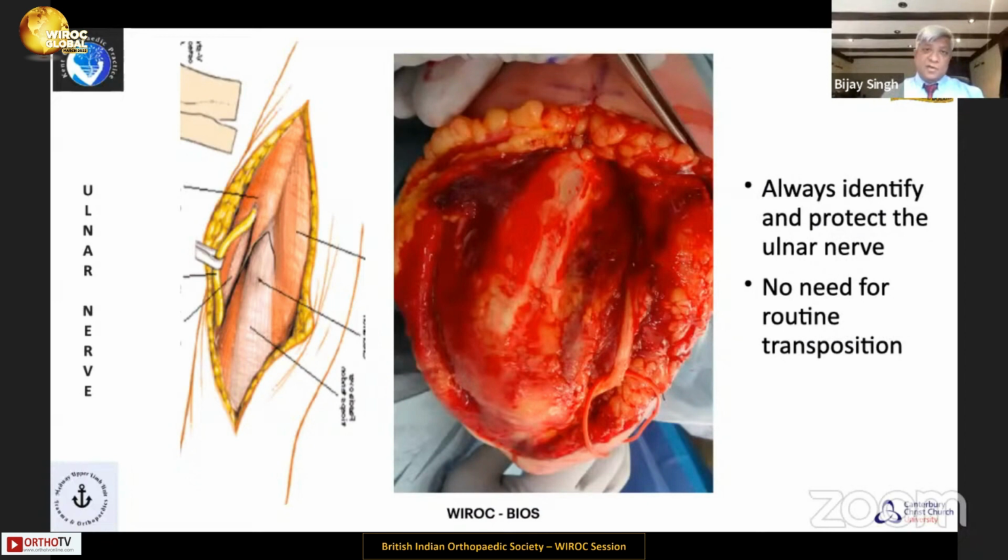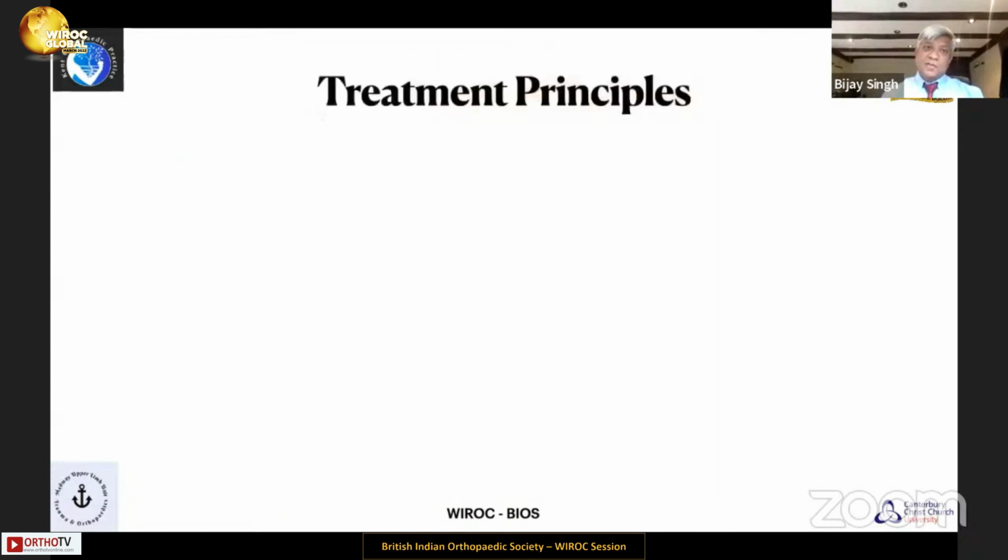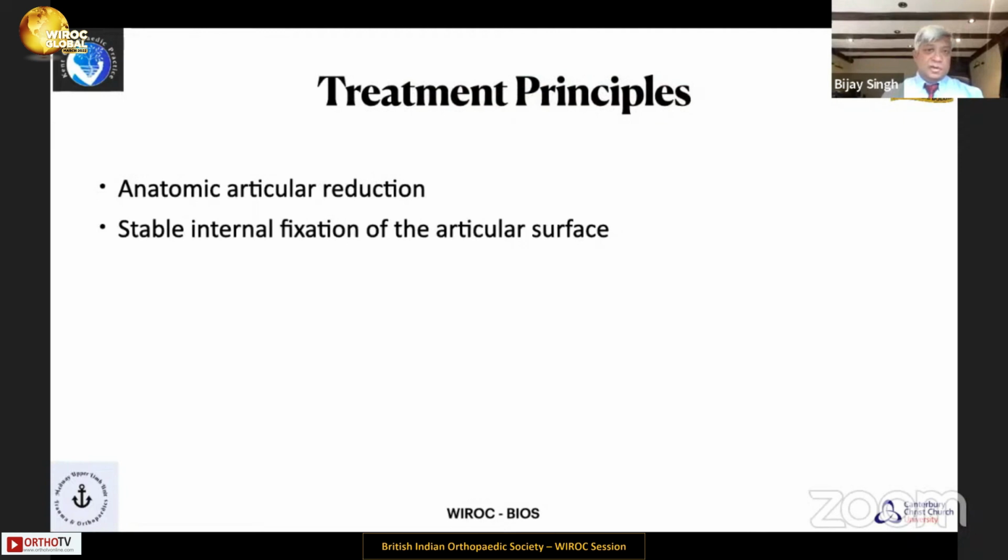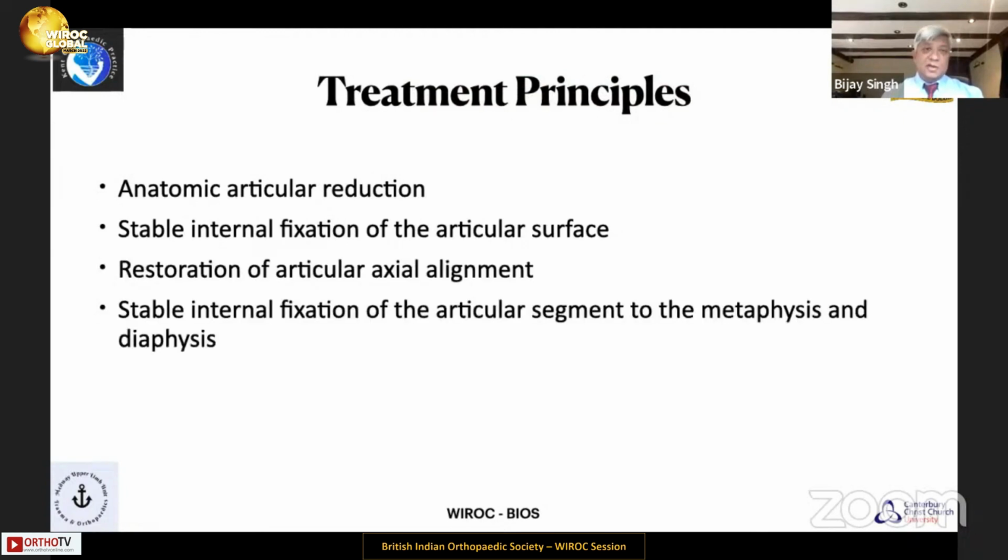And if the fracture is going proximal, you may even encounter the radial nerve. The treatment principles are anatomic reduction, provide a good stable internal fixation, restore the articular axial alignment, and provide a stable internal fixation so that an early range of motion of the elbow can be started.